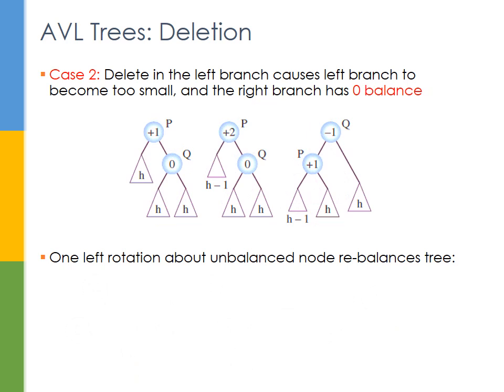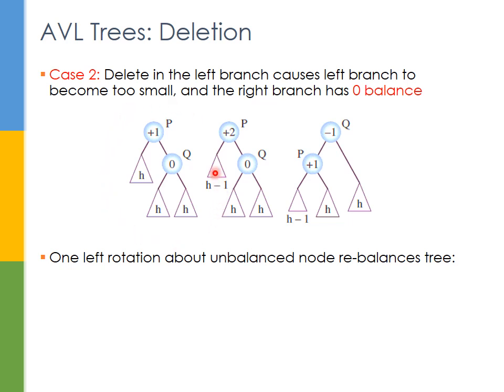The second case that we'll deal with also occurs when we delete in the left branch of a node, and this once again causes the left branch to become too small, which then causes an unbalanced node within the AVL tree. So here we have an example of this.